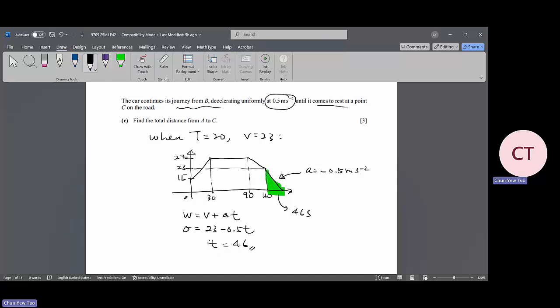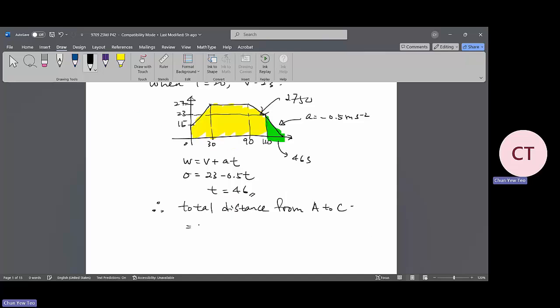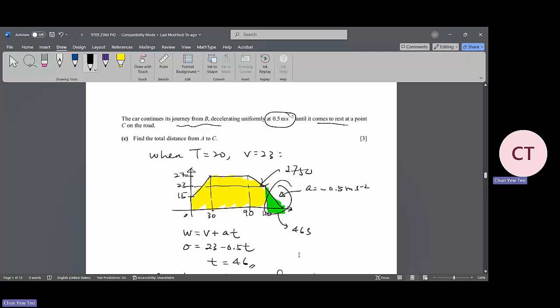We are looking for this area, the distance over here. Therefore, the total distance from A to C: just now, the first part, we already know that this portion is 2750. So we just need to take 2750 plus the last stage over here, which is half multiplied by the base by the height. Press the calculator, then you will get the answer as 3,279 meters. Done. This will be the answer for number 4C.